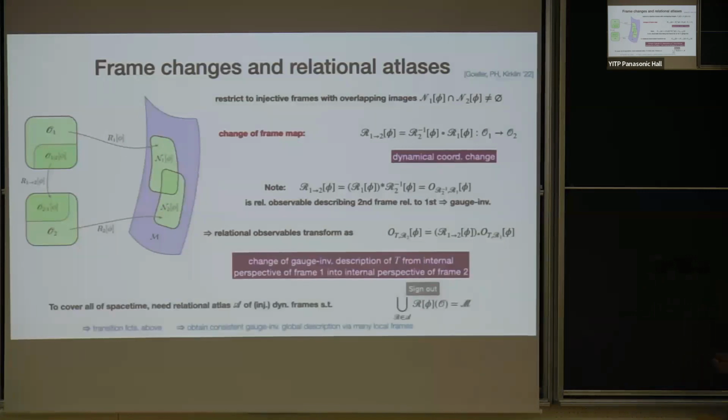And now if you want to have a global gauge invariant description of space-time in general, these frames are only defined locally in space-time, or the support of them. So then we would need something like a dynamical frame atlas, or a relational atlas if you want. And so basically we just need a collection of such frames in such a way that the space-time supports, where they're injective, cover all of space-time. And then if you have that, then the transition functions between the different frame perspectives are just going to be given by this here.